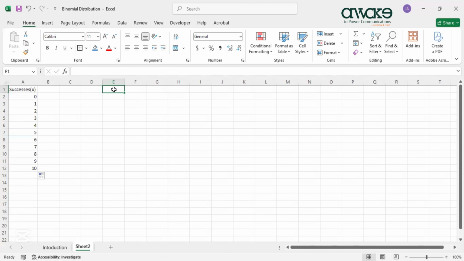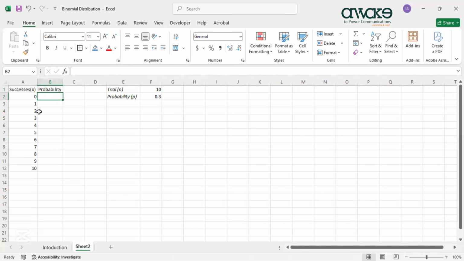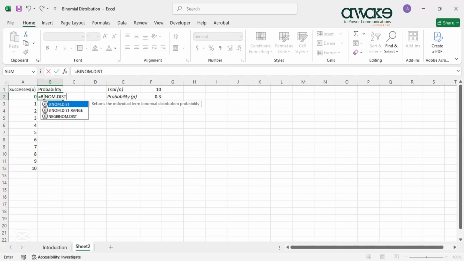We want to visualize our binomial probability. We have our successes ranging from 0 to 10. The number of trials is 10, and the probability is 0.3 in this example we want to look at. So let's call this cell probability. This will be our probability of success. So what we'll do now is to enter our formula here. We'll say equals BINOM.DIST, open parentheses.